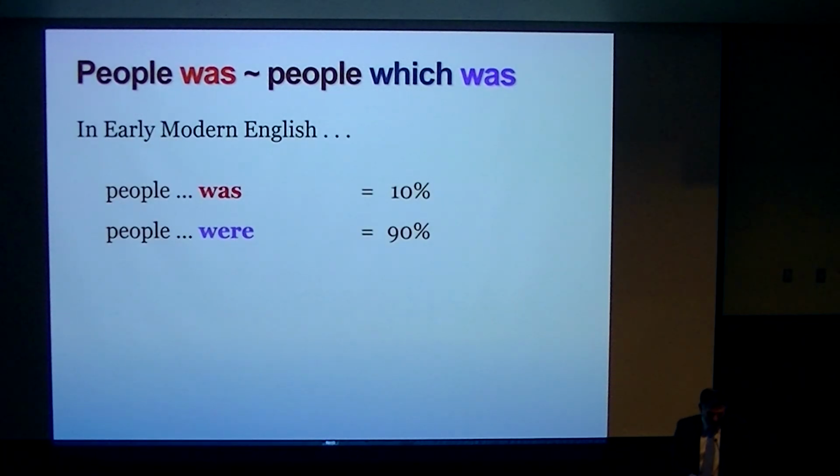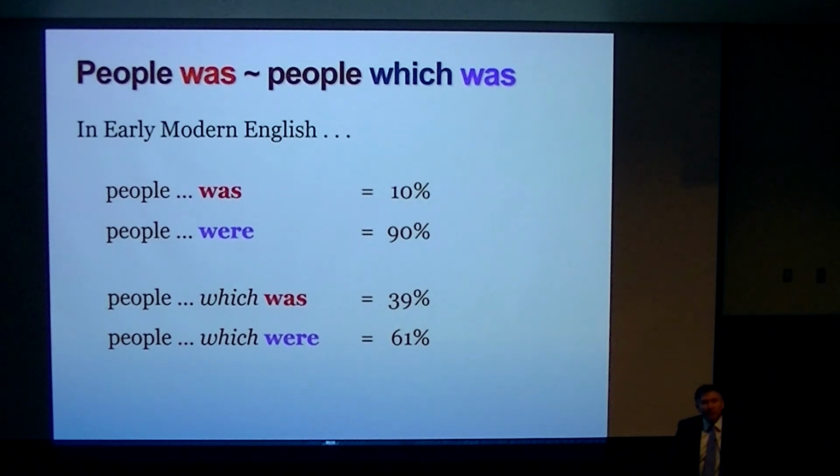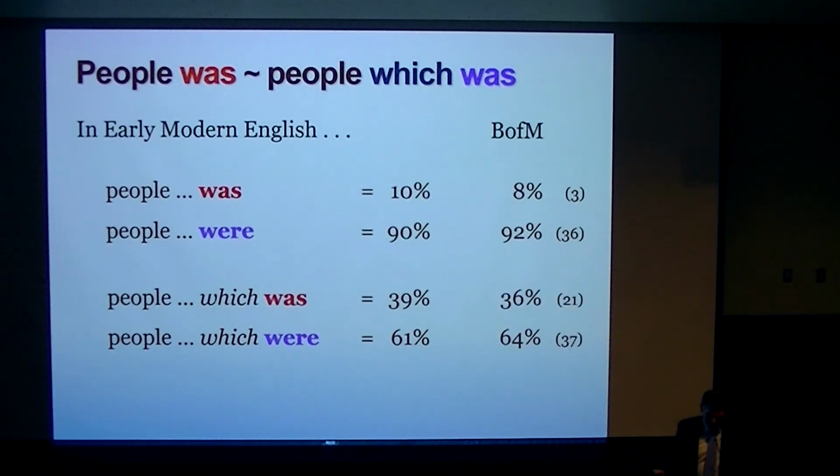In early modern English, you get "people was" 10% of the time, but "people which was" almost 40% of the time. Now, Book of Mormon, how does it line up? It lines up very closely. And I ran these numbers a week or two ago, and I didn't expect to see this, but it correlates at nearly 100%.